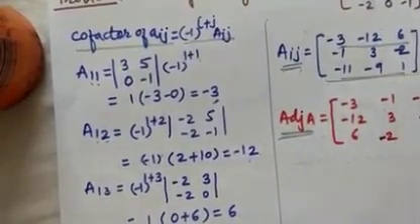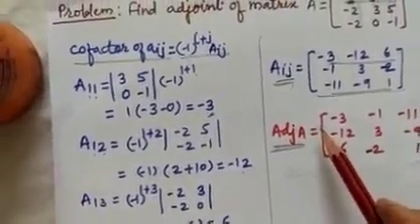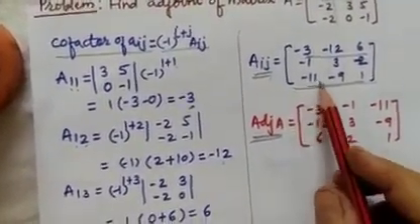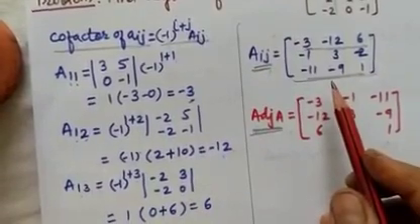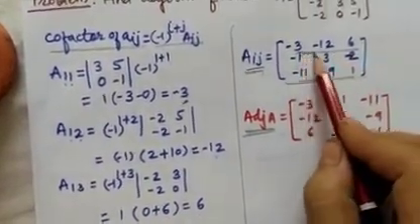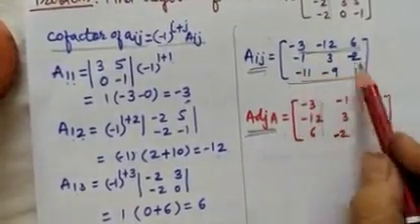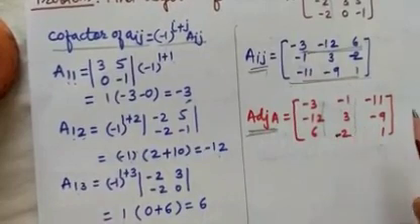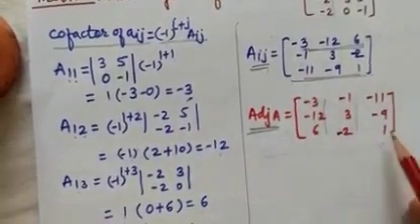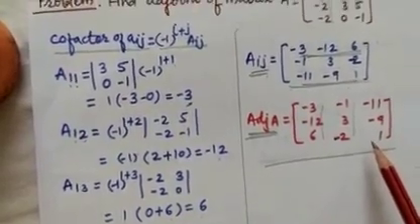Now the final step is to find out the adjoint of the given matrix. Adjoint is nothing but the transpose of Aij. Transpose means again conversion of rows into columns. See, this is the first row, you can observe here as the first column. This is the second row, observe here the second column. The third row, third column. This way we find out the adjoint of a given matrix.